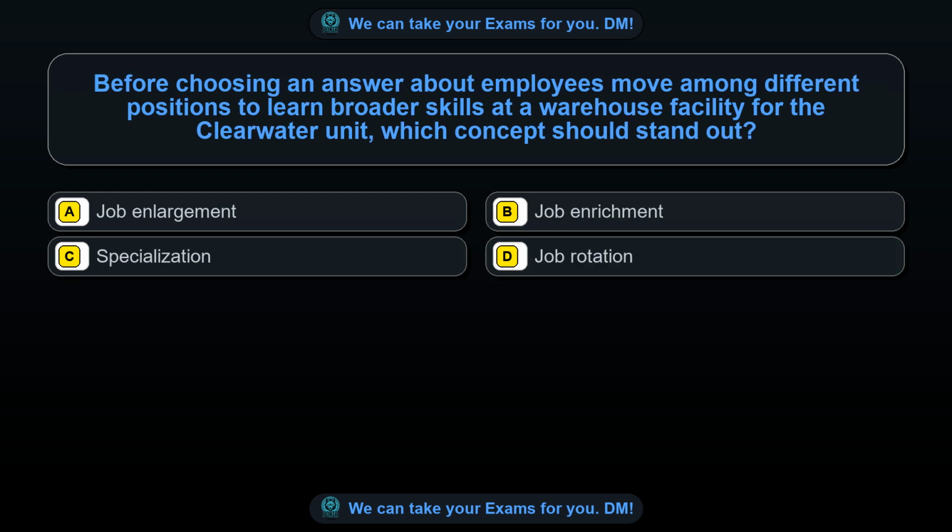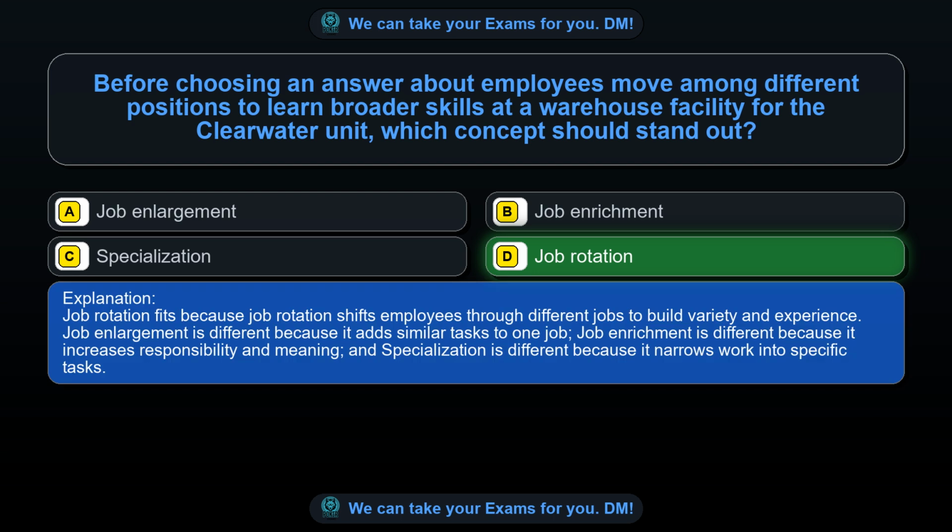Question 98. Before choosing an answer about employees move among different positions to learn broader skills at a warehouse facility for the Clearwater unit, which concept should stand out? Option A, job enlargement. Option B, job enrichment. Option C, specialization. Option D, job rotation. The correct answer is option D, job rotation.